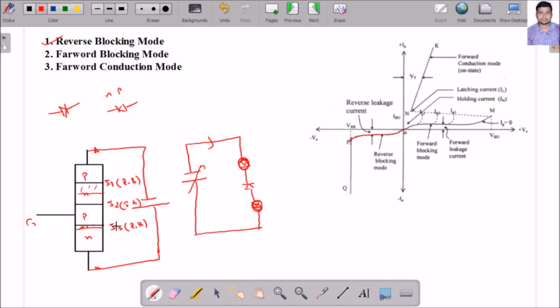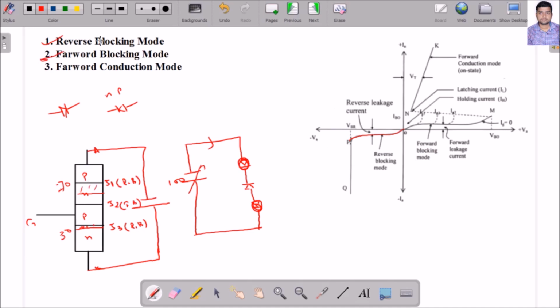But the voltage blocking capacity of J1 and J3 is not the same, because here the width is lesser and here the width is more. So if I give 100 volts, it is not divided as 50 volts and 50 volts. Since the junction width is less here and more there, the voltage blocking capacity is more for the junction with more width. Suppose it blocks 70 volts, then the other blocks 30 volts. So that is all about the reverse blocking mode.